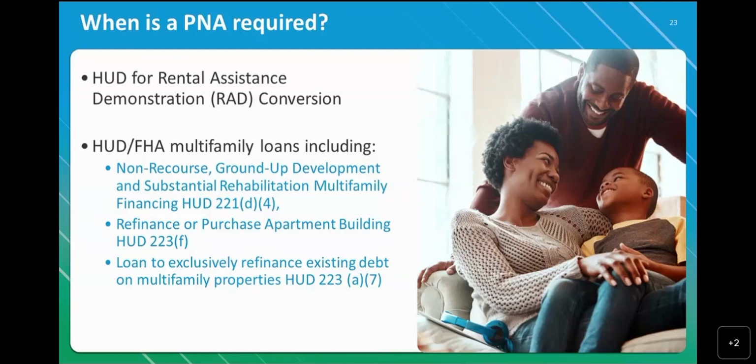that includes the HUD 221(d)(4) program, the refinance program when you purchase an apartment building, the 223(f), and then of course any refinancing for multifamily on the 223(a)(7). These are short acronyms. Once you type these into your Google browser, all your literature related to that pops up. Next slide.